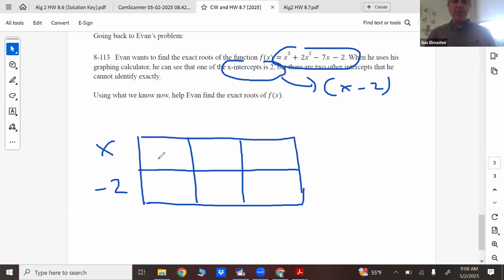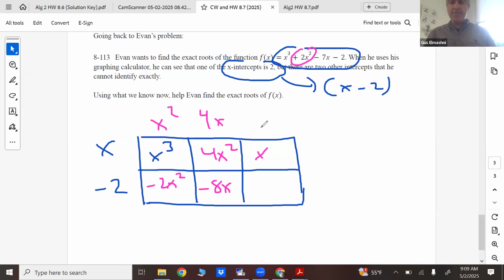The leading term is x cubed. Now, what are you going to multiply by x to get x cubed? x squared. So it's negative 2x squared. Now, if you think about it, I need a 2x squared along the diagonal. What are you going to add to negative 2x squared to get 2x squared? 4x squared. Yep, it's a puzzle. So that's 4x, negative 8x. What are you going to add to negative 8x to get to negative 7x? 1x, yes. That's 1.